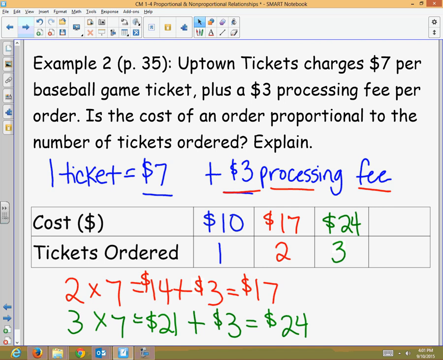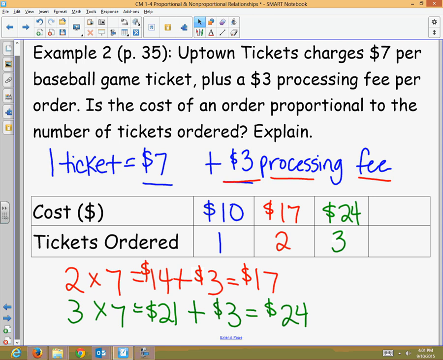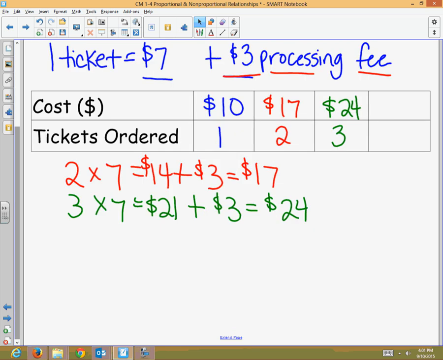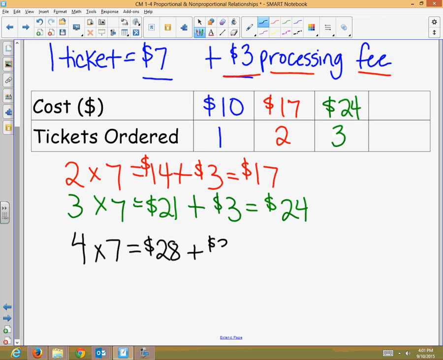Let's say you wanted to order 4 tickets. Let's keep this going here. 4 tickets would be $7 each, so that gives you a total of $28. Don't forget to add the $3 processing fee, which equals a grand total of $31 for that order. So 4 tickets cost $31. Please fill in the chart.